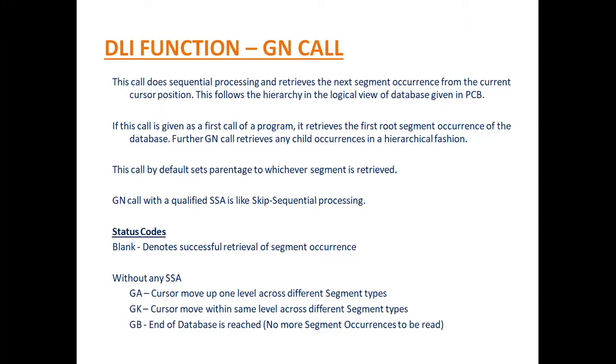So what it does is search for the segment, or segment with data, and then place the cursor accordingly. So this call does sequential processing and retrieves the next segment occurrence from the current cursor position. This follows the hierarchy in the logical view of the database, only in the logical view, not in the physical database. So if this call is given as a first call, it is going to retrieve the first root segment. It retrieves the first segment, and further GN calls are going to be in a hierarchical fashion.